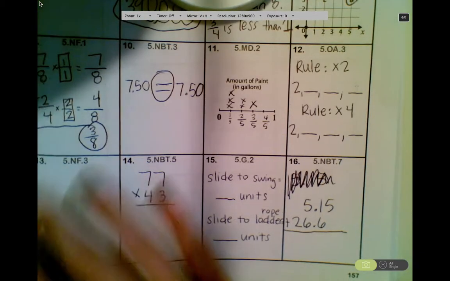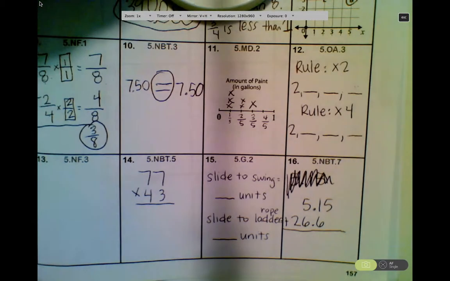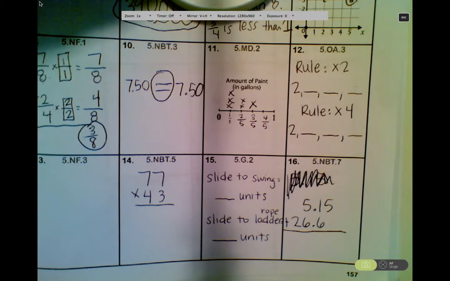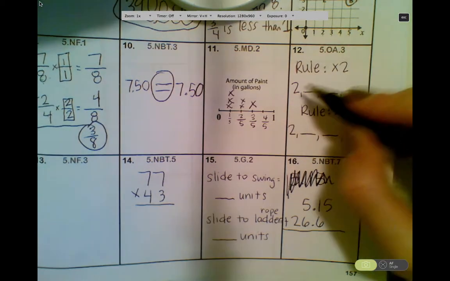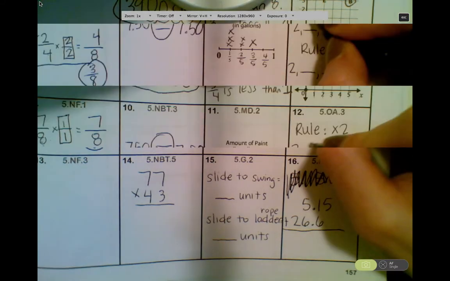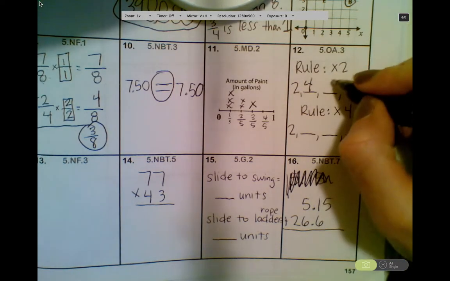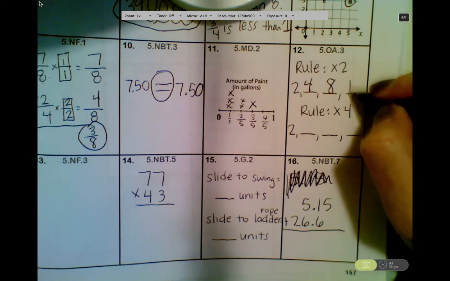All right, number 12. It says, start with 2. Use the rule times 2 to write a sequence of 4 numbers. So I started with 2. 2 times 2 is 4. 4 times 2 is 8. 8 times 2 is 16.